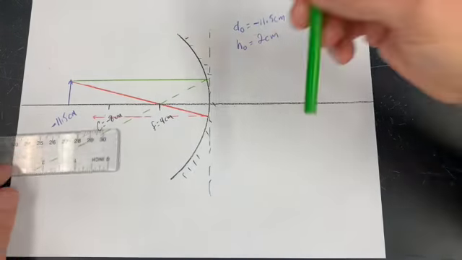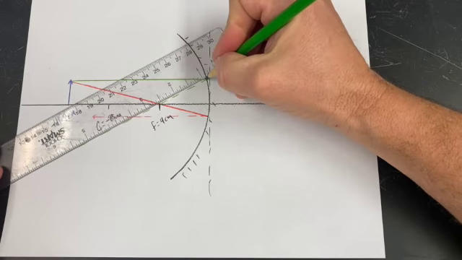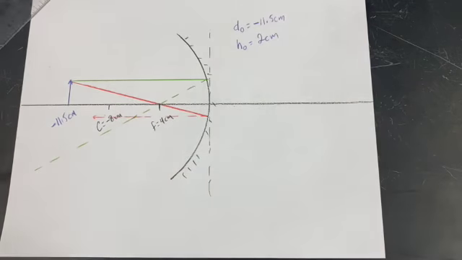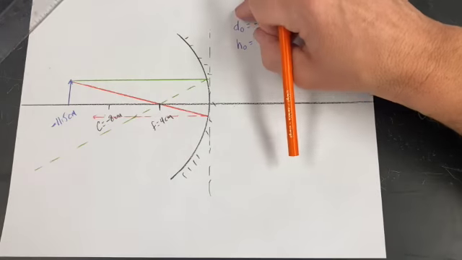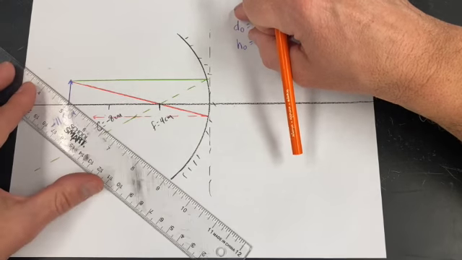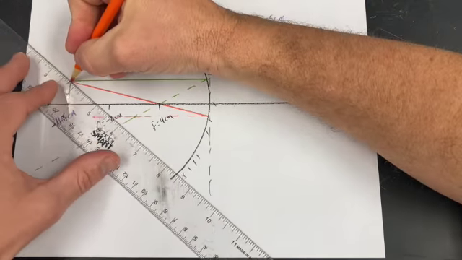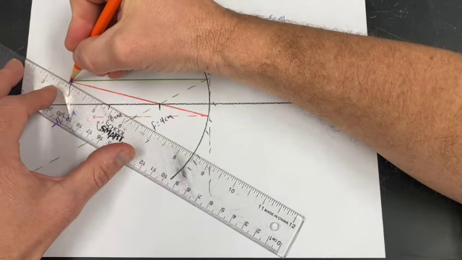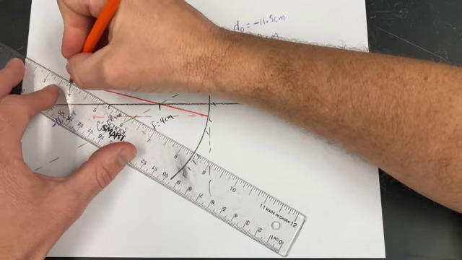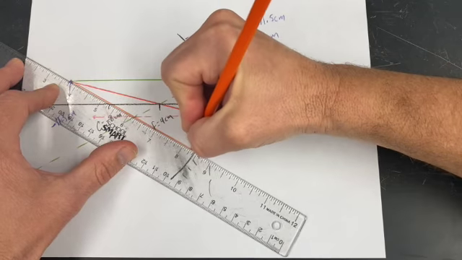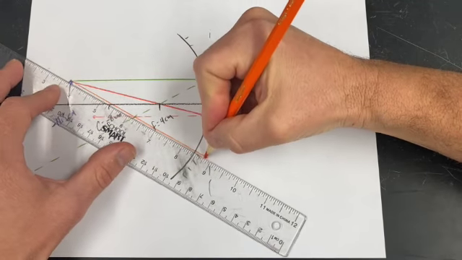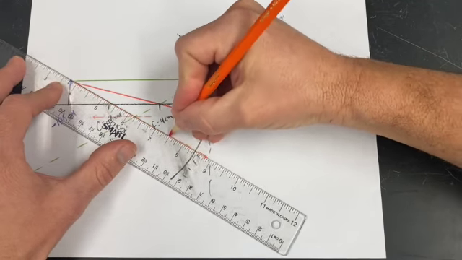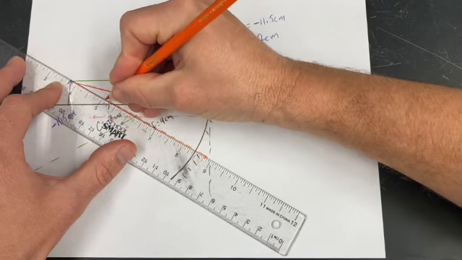And I kind of start to see a convergence of light here, right about there. We'll go ahead and do one more. And the one more that's good to do, and there's a couple more, but I like to do, is through the radius of curvature. I go through the radius of curvature, and it reflects back, so that's a dotted line, along the same path.